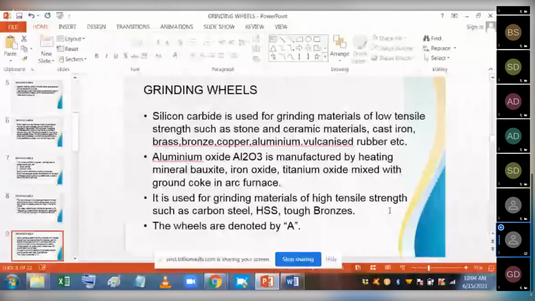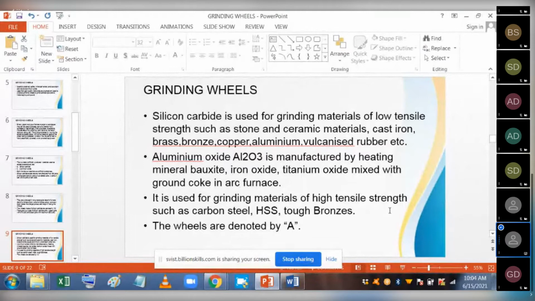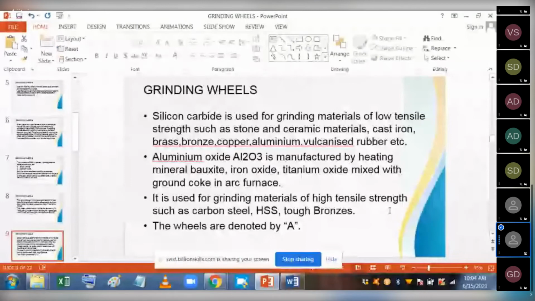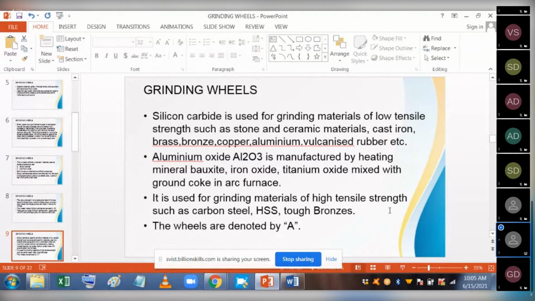Now remember, silicon carbide is used for materials with low tensile strength, and aluminium oxide is used for materials with high tensile strength, like carbon steel, high-speed steel, tough bronze, etc. These wheels are denoted by capital A. Please remember, silicon carbide is denoted by capital S, and aluminium oxide is denoted by capital A. When you want to select or buy a wheel, you must remember this. Is it for a low tensile strength material, like stone or ceramic material? Then you will go for S, which is silicon carbide. But if it is a tough material, like high-speed steel, then you will go for aluminium oxide, denoted by A.